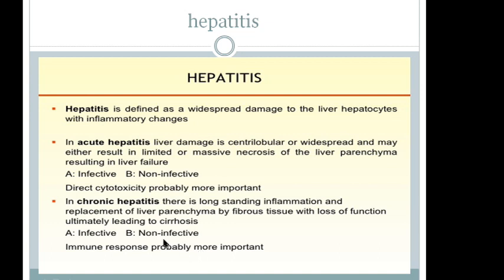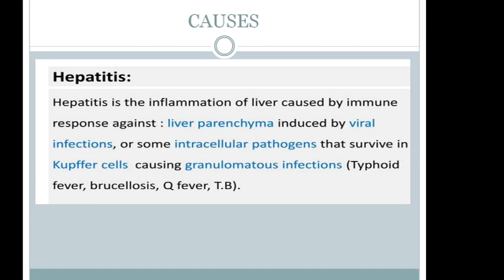So there are two types, acute and chronic. Hepatitis is the inflammation of the liver caused by the immune response against the liver parenchyma. So what are the causes?